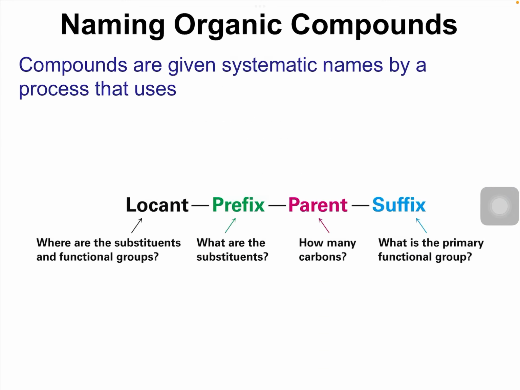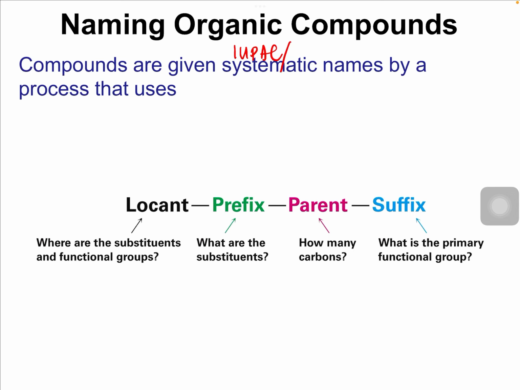So how do we name your organic compounds? Compounds are given systematic names, or another term for systematic name is IUPAC name. Compounds are given an IUPAC name by a process that uses this convention. So we have your locant, prefix, parent, and your suffix. Basically, each part of the name of the compound will try to ask a question.